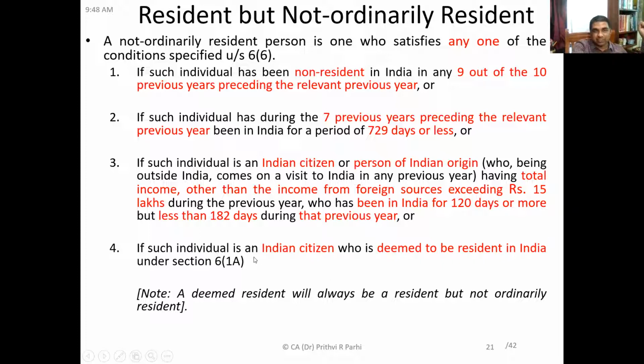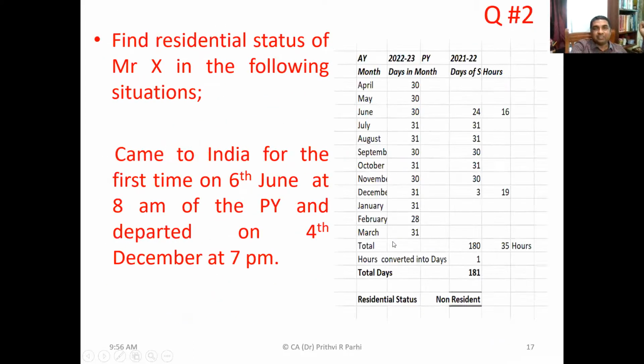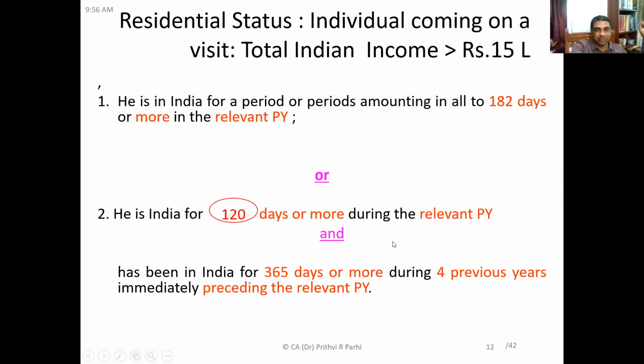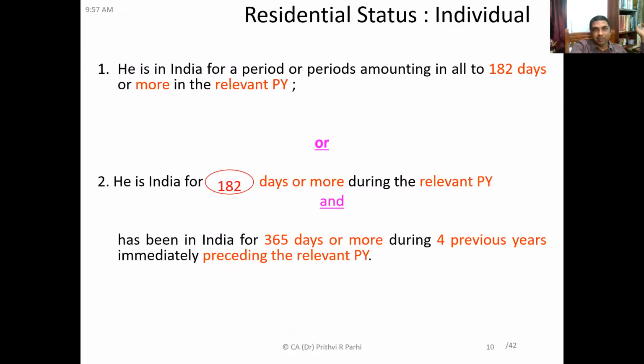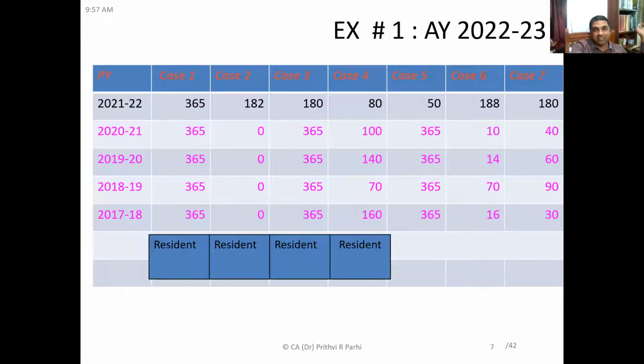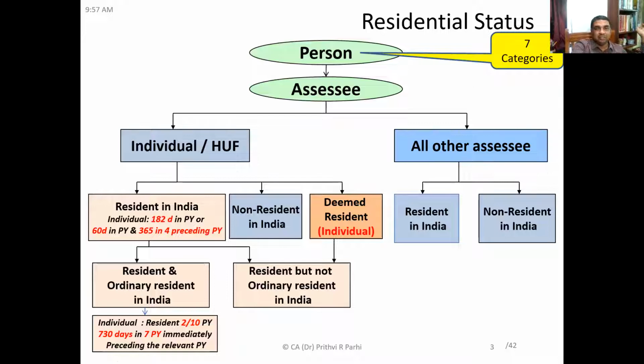And fourth situation, if such individual is an Indian citizen who is deemed to be resident in India. Who is deemed to be resident in India? This is the last condition I had shown you earlier. In this deemed resident situation, his Indian income is more than 50 lakh and he is not liable to pay tax in any other country. This person will also be treated as resident but not ordinary resident. If you look at this chart here, you can find out that the deemed residents are always resident but not ordinary resident.